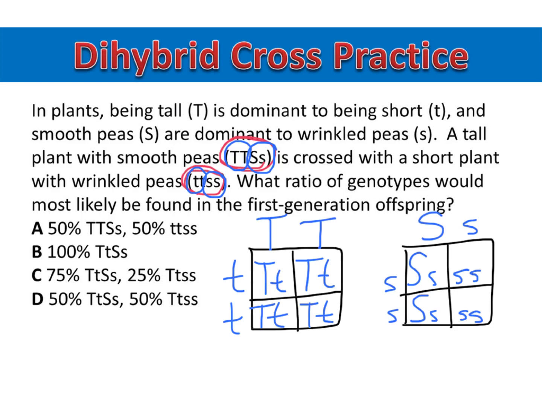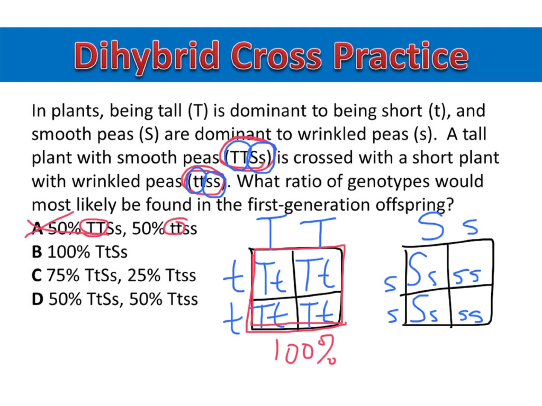And now our question. We're looking for the ratio of genotypes in the first generation of offspring. So here I can actually see that all of them are going to be big T, little t. That is the only genotype for height that any of them will have. So knowing that, I can actually cross out A because that shows the incorrect genotypes for height.